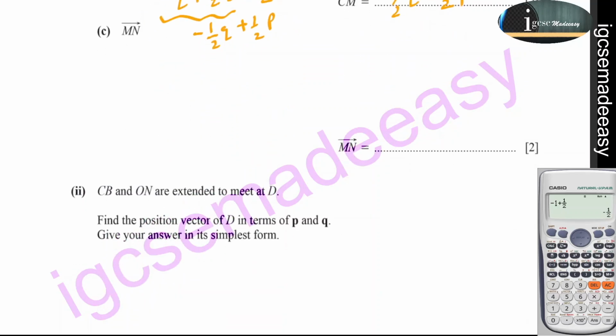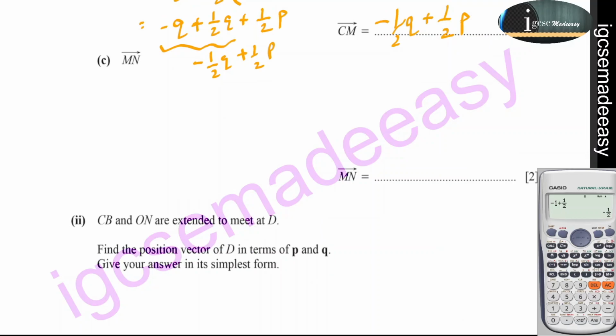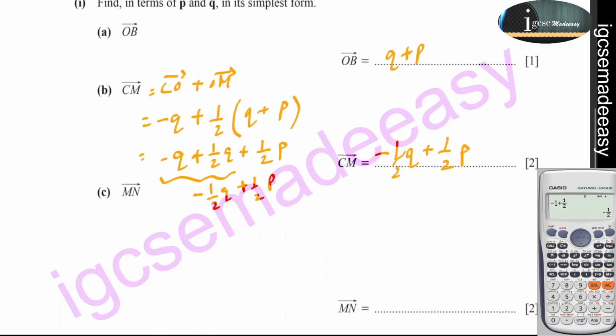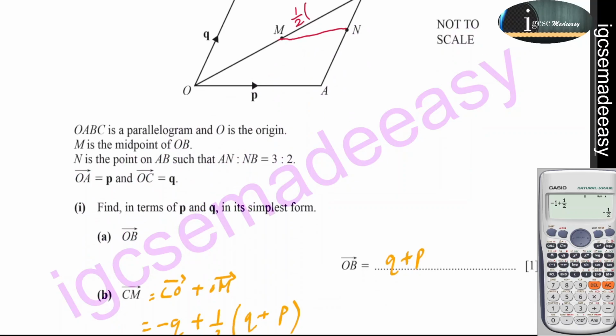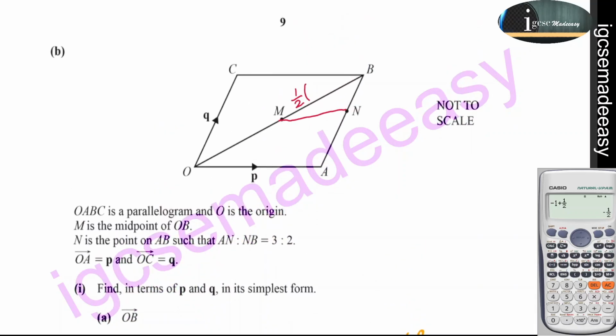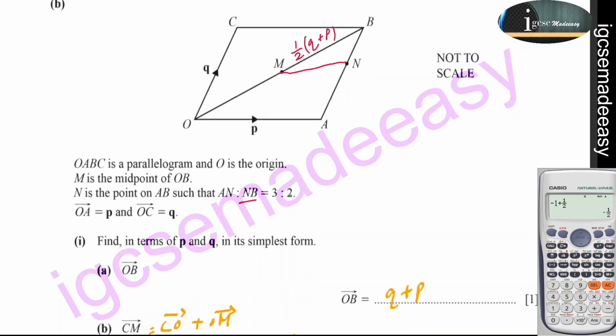So let's move on to question number C. For part C, find the vector MN. So MN is this one. We know that MB, which we just got, is half of the OB vector, that is half of q plus p. What is BN? They have given a ratio, right? NB is given as a ratio of 2, so BN will be the negative of that.